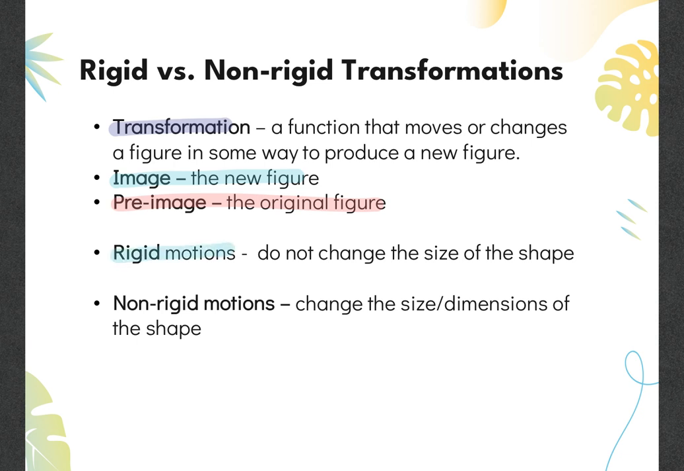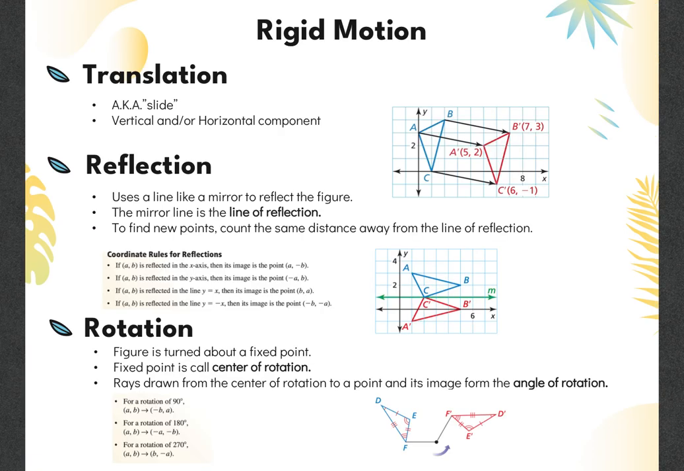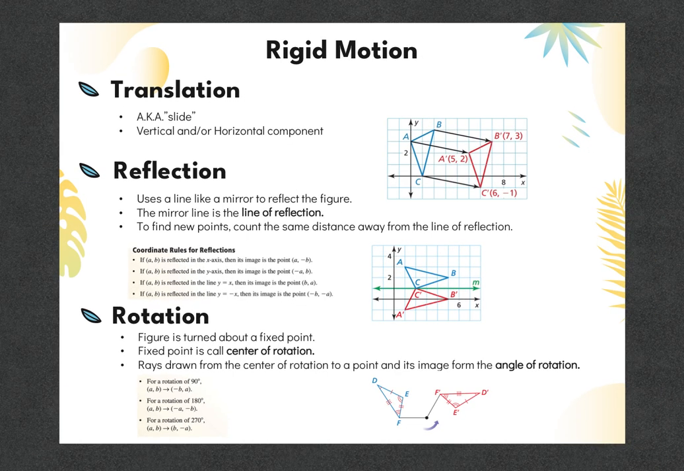A rigid motion or a non-rigid motion are both ways to change. They're both transformations, so they're both a way to change these images. A rigid motion doesn't change the size of the shape. So the original shape will have the same size when it is done, as its image. A non-rigid motion changes the size or the dimensions of the shape. So this is a shape that's going to then get bigger or smaller. That would be non-rigid. Think rigid means like fixed. That helps me remember that it didn't change its size. There are 3 different types of rigid motions, again, not changing a size.